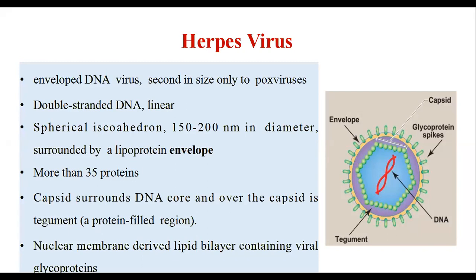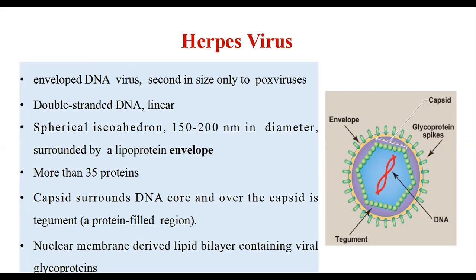Herpes virus is an enveloped DNA virus. It has spherical icosahedral symmetry, and the diameter is about 150 to 200 nanometers. So this particular virus has been regarded as second in size only to pox viruses.